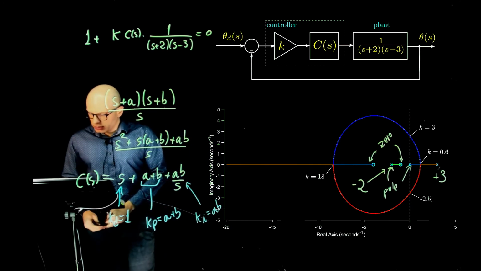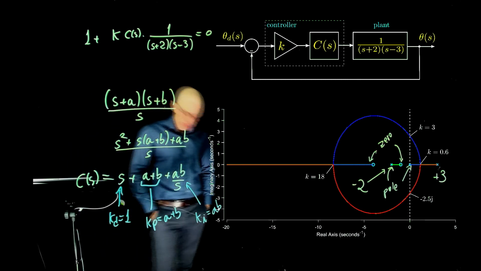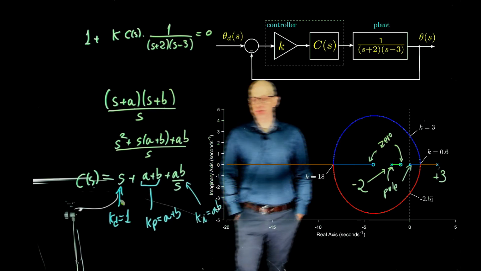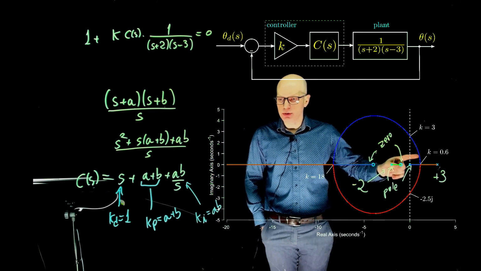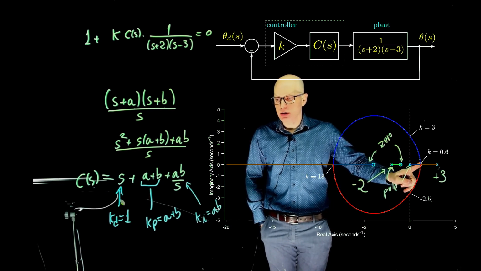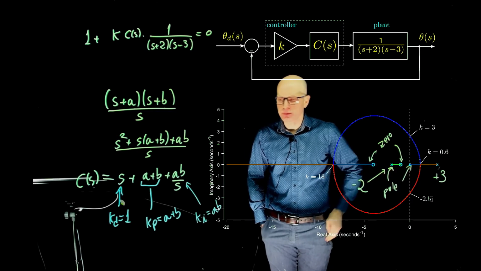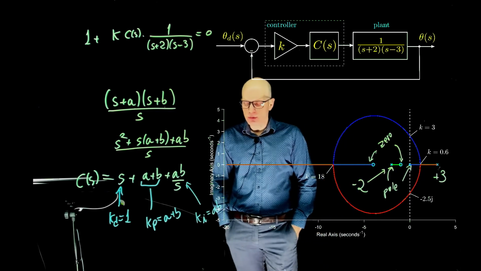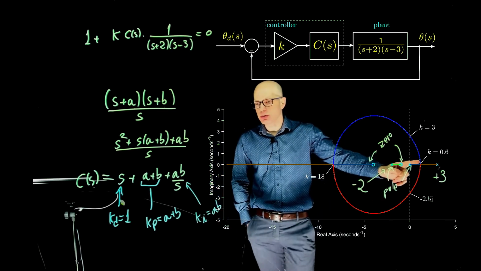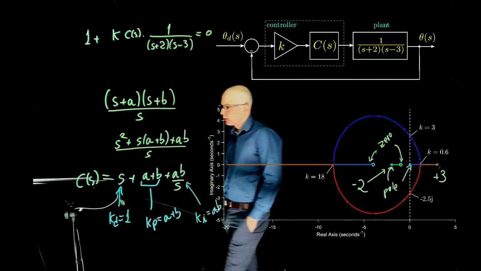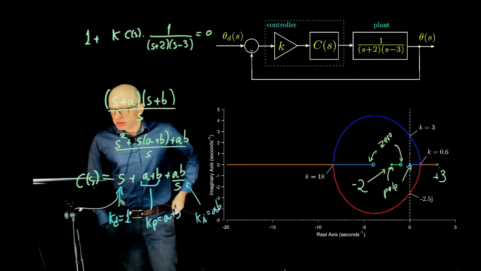The next one is when k equals 0.6, the system is critically damped. True or false? False, because it's unstable. Right, that's false. Even though the poles are the same, they are in the unstable region, which makes the system unstable, and that takes over the critically damped or whatever, right? So when k equals 0.6, the system is unstable.